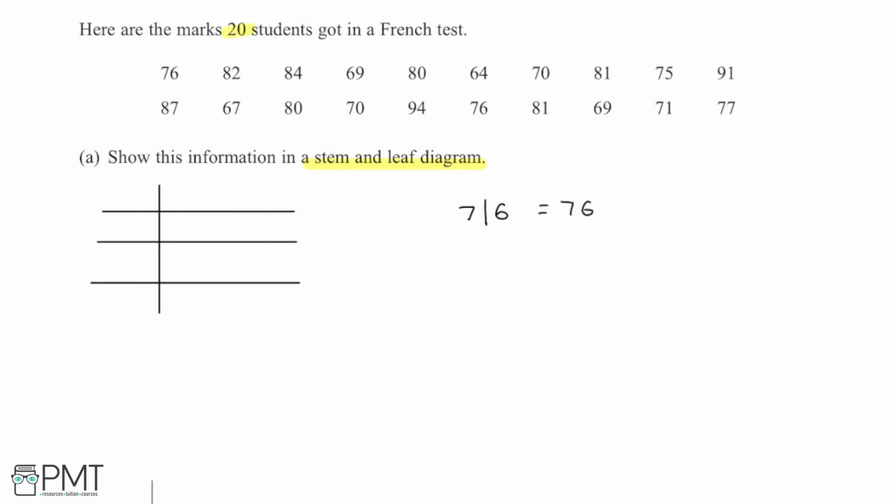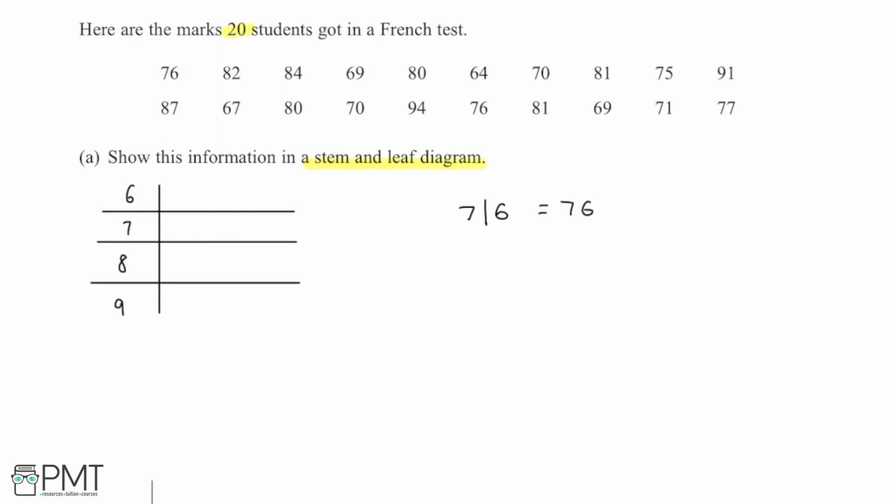Now I'm going to start off by doing an unordered stem and leaf diagram because it makes it easier to begin with, as we need to look through all of the data and write them all into the table. If I have a look at the tens, I can see they range from the 60s to the 70s, the 80s and the 90s. So in the tens column, I'm going to write 6, 7, 8 and 9.